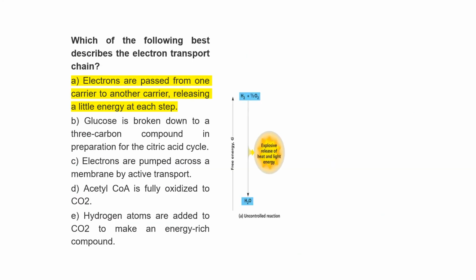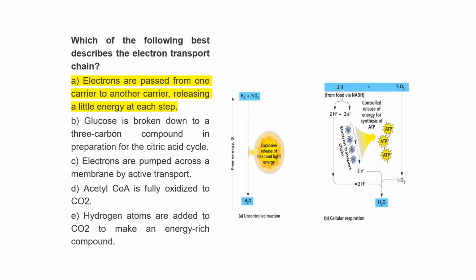And if you remember the video lecture, we talk that in an uncontrolled reaction, this process can produce an explosive release of heat and light. And this is what happened when you have a shuttle that goes to space. They use the same reaction. However, as we talked in the video lecture and you saw in the textbook, the electron transport chain allows us to do this in a controlled manner and to gather ATP.